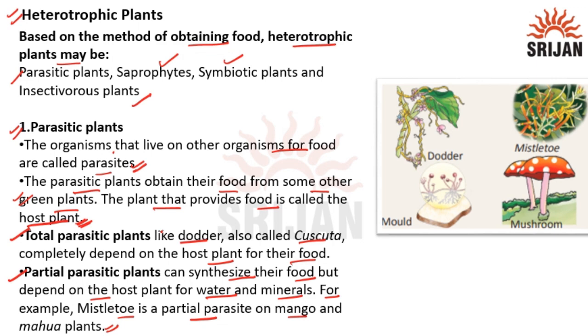First one is total parasitic plants like cuscuta, which completely depend on the host plant for their food, while partial parasitic plants can synthesize their food but depend on the host plant for water and minerals, for example mistletoe on mango and mahua plants. So this is dodder, which is cuscuta, completely dependent on this green host plant for its food requirement. And this is mistletoe, a partial parasitic plant.